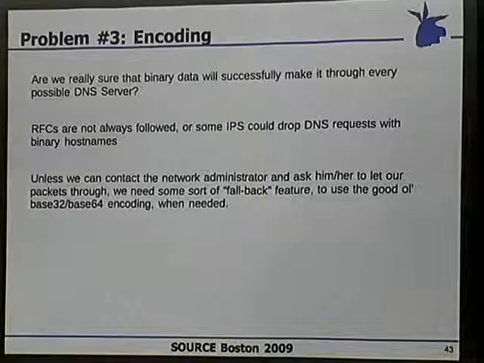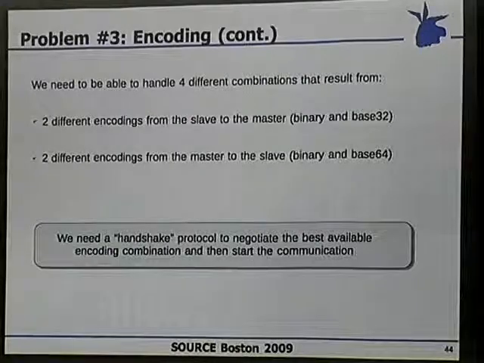The encoding, as said before, we can send binary queries, or queries with binary data, which should work for most of the name servers. But it might be that some of those name servers actually don't support this, and then we run into trouble if we only have that method implemented. So what we basically want to do is to fall back on base 32 in case our binary did not work, which means we have 4 combinations.